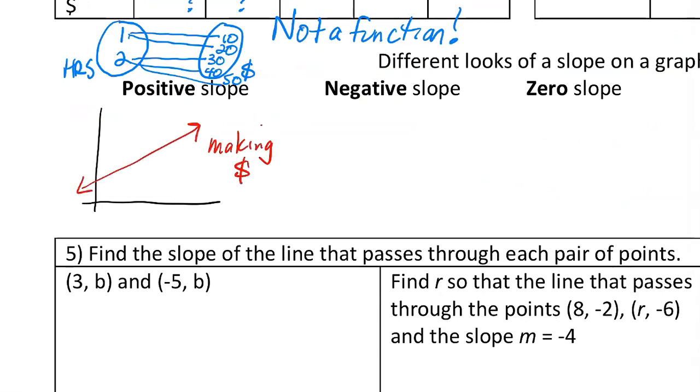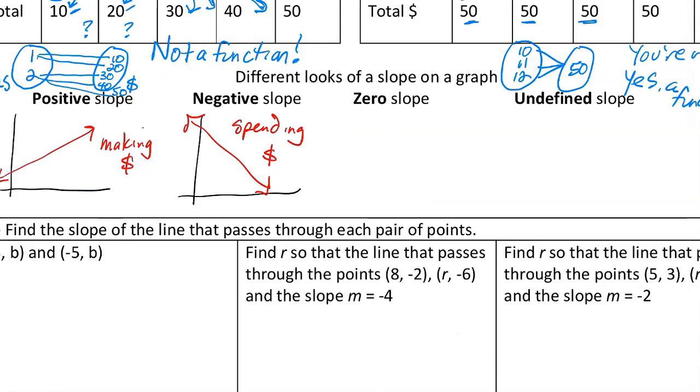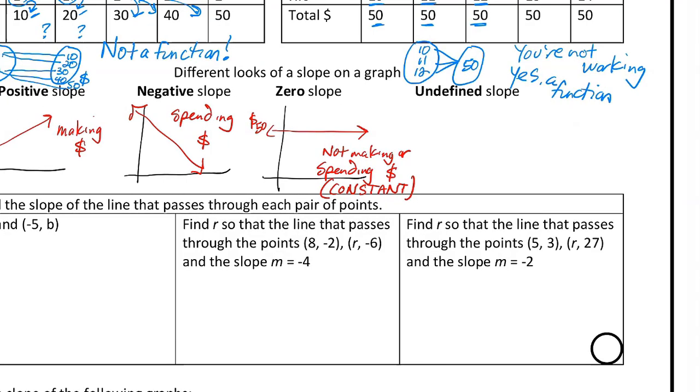A negative slope would be that you're losing money or spending money. Maybe I'll say spending rather than losing. A zero slope would be like that scenario 4. Zero slope would be, say you have $50 regardless of what time. That is, you're not making or spending money. It's a constant. And then lastly, the undefined slope.